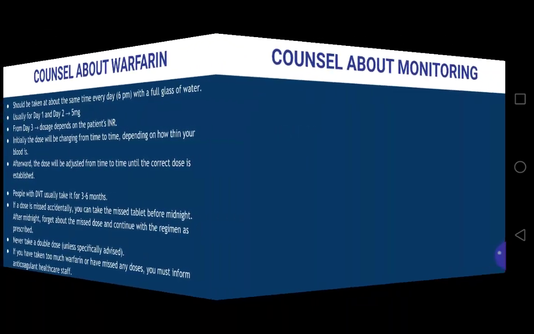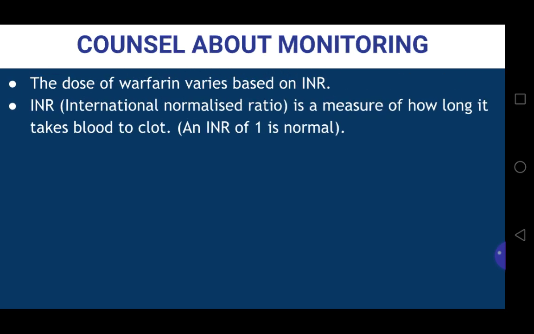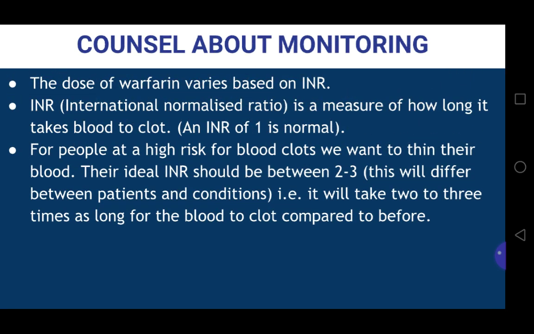Important thing is to counsel about monitoring. Explain to the patient that the dose of warfarin varies based on INR, and INR is international normalized ratio, which is a measure of how long it takes your blood to clot. In normal people, INR is 1, but for people at a high risk for blood clots, we want to thin their blood, and their ideal INR should be between 2 to 3. This will differ between patients and conditions. So whatever the patient's condition or indication is, you need to explain what the ideal target INR is.